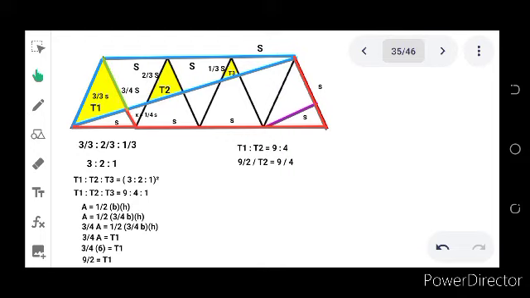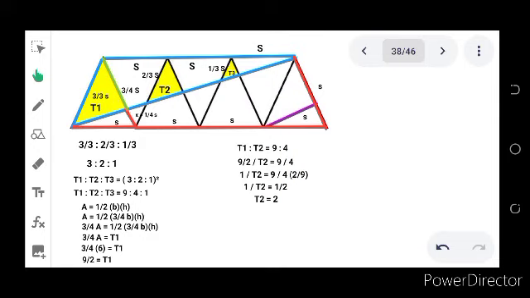T1 is 9 over 2, so that is 9 over 2 over T2 equals 9 over 4. Simplify that, that becomes 1 over T2 equals 9 over 4 times 2 over 9. And simplify this further, you have 1 over T2 equals 1 half. Solving for T2, we have 2. Therefore, the area of triangle 2 is just equal to 2.